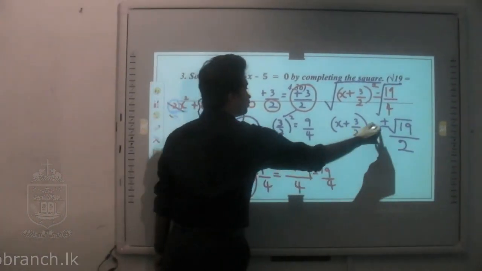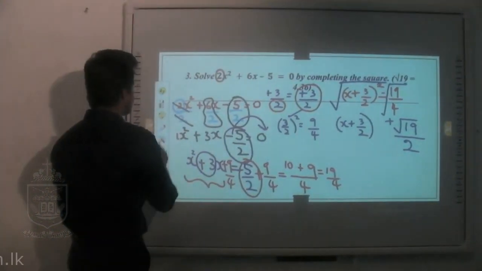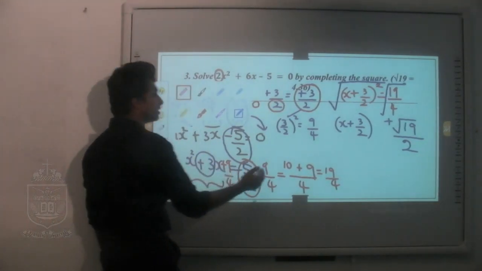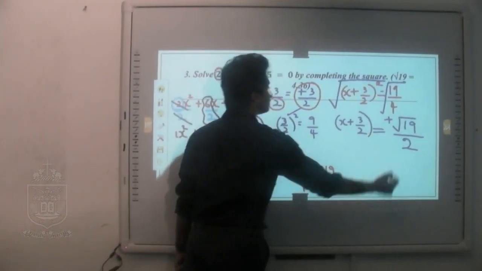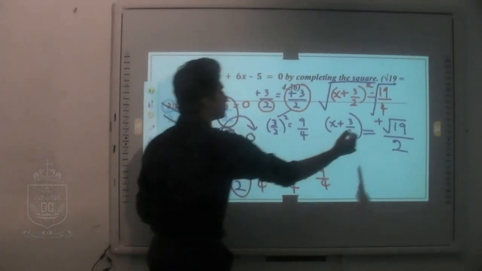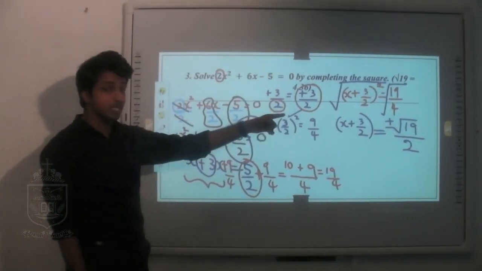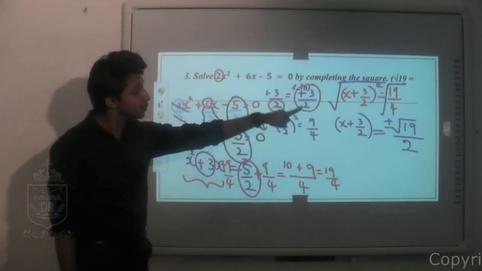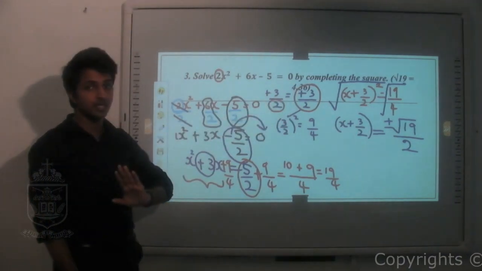Don't forget plus or minus. You have to keep it. Plus or minus should be kept. That plus or minus is included for both, root 19 and 2, both it is included.